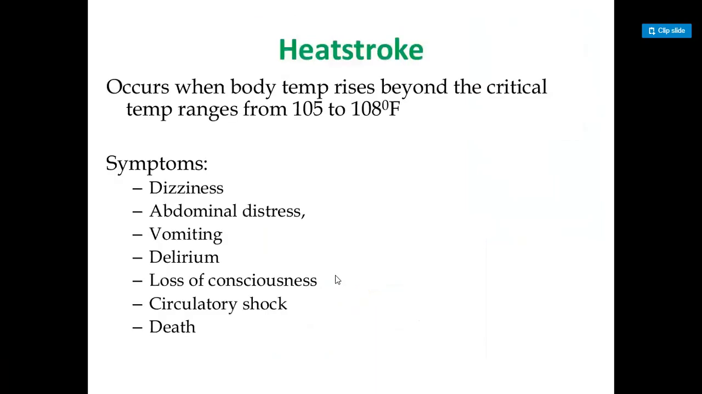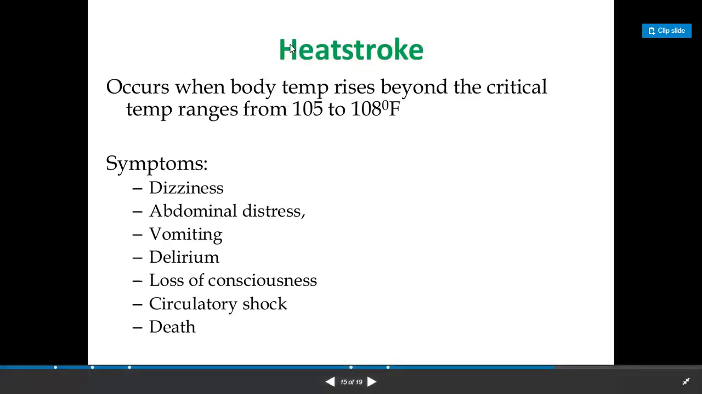The last thing we need to talk about is what is called heat stroke. Heat stroke occurs when your body temperature rises beyond the critical temperature range of 105 to 108 degrees Fahrenheit. By the way, I need to show you one picture that can help you convert Fahrenheit to degrees Celsius, because you might have an exam, and in that exam, they might give you the values in degrees Fahrenheit.